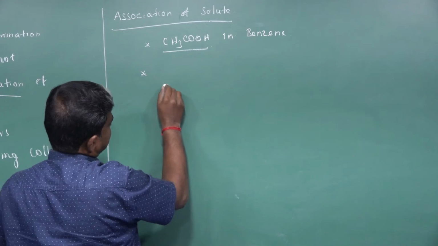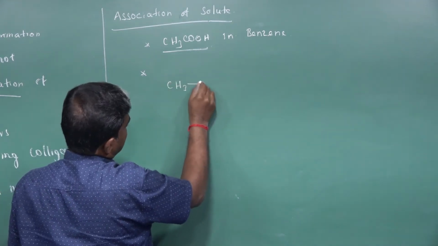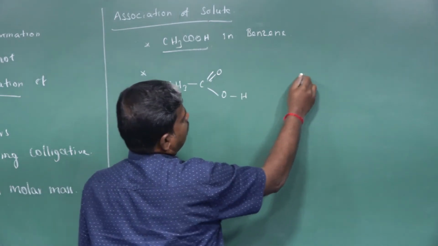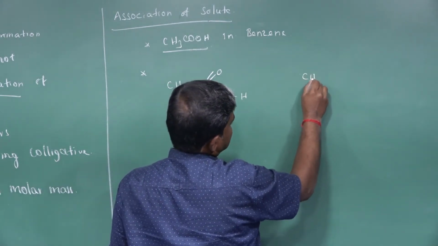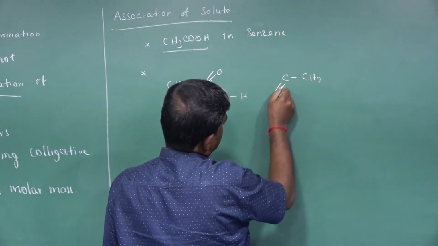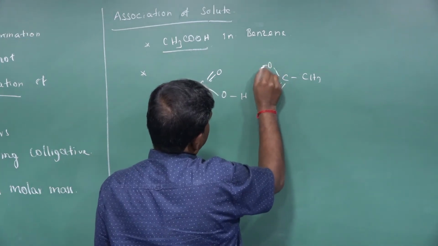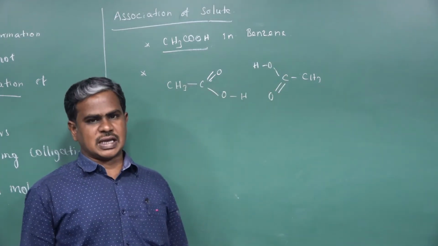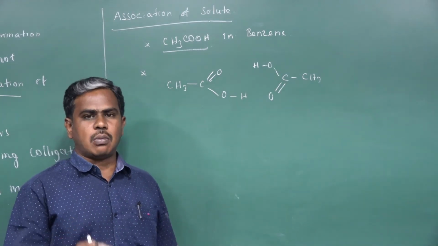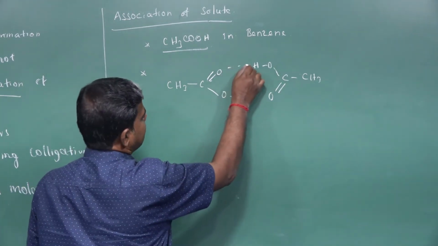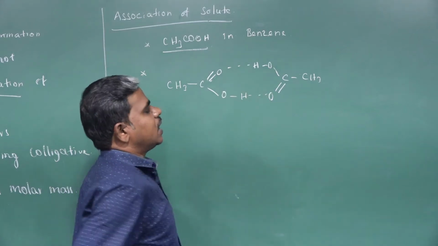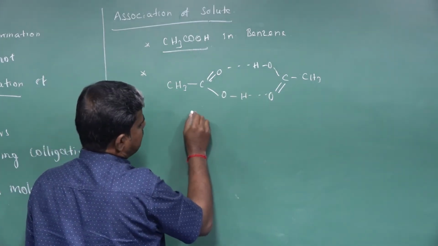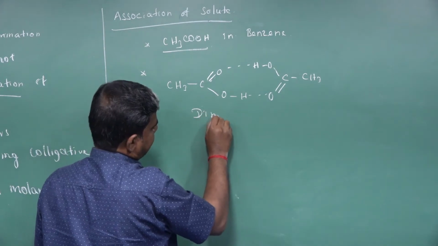So we may take an association: CH3, double bond O and OH, and one more molecule, CH3, C double bond O and OH. Now, this is acetic acid and this is also acetic acid. Due to intermolecular hydrogen bond, they get associated. It is nothing but intermolecular hydrogen bond. So, they get associated and become a dimer.